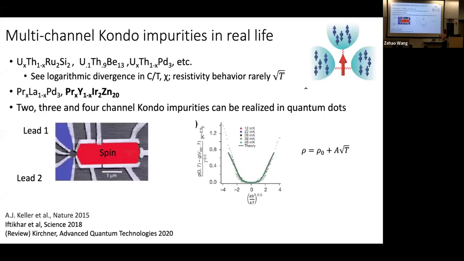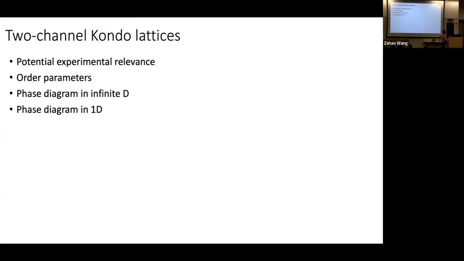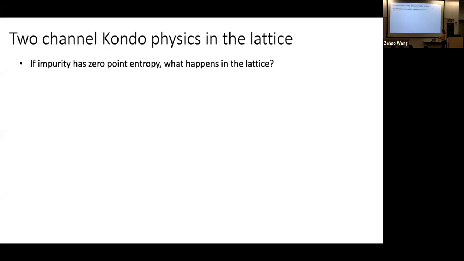So okay, but these are the possibilities. I'm going to focus on two-channel Kondo physics because that's what we get in these impurities. And I'm going to just briefly talk about the possible experimental relevance. And then we'll talk about the interesting new order parameters that you can get that are really quite weird and fun. And then we'll talk about the phase diagram in infinite dimensions and in one dimension, and then conclude by general statements about the phase diagram.